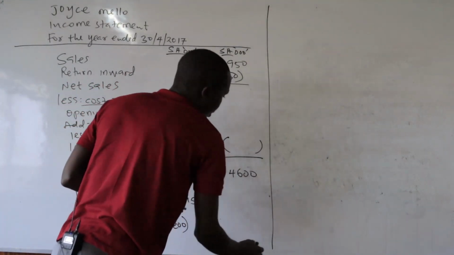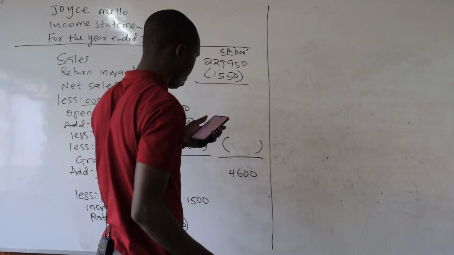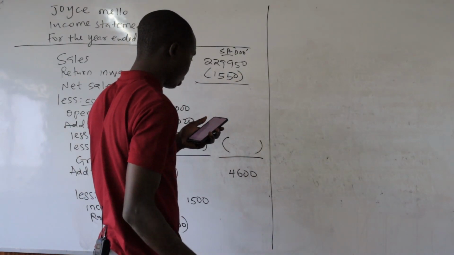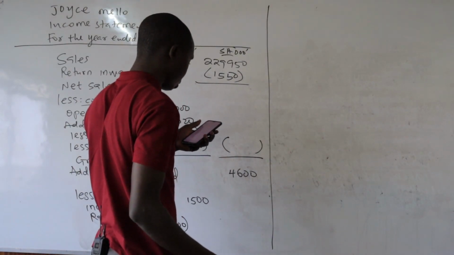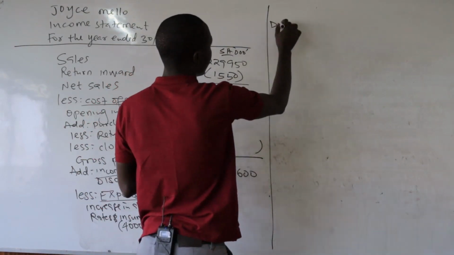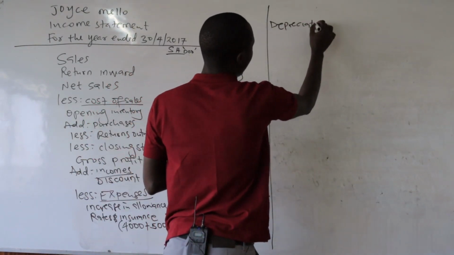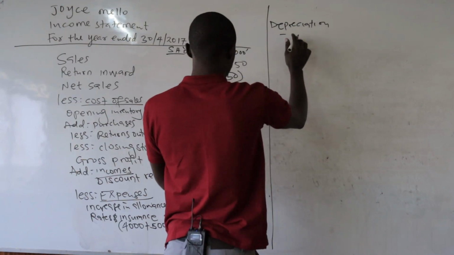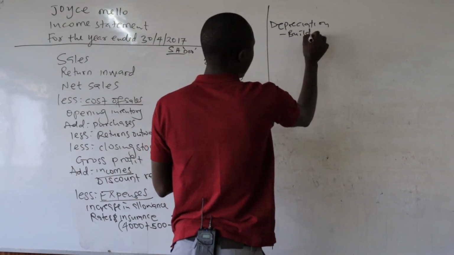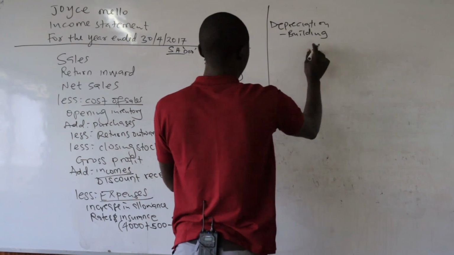So other expenses include notes, because note 3 is inventory, note 4 is all about drawings. Note 5, we have depreciation. We can talk about depreciation. So depreciation on building. We have depreciation on building.